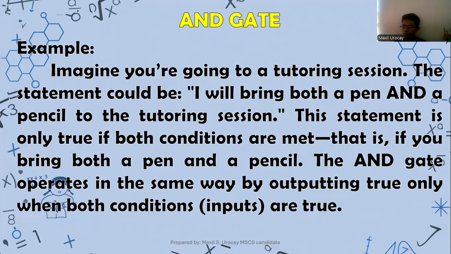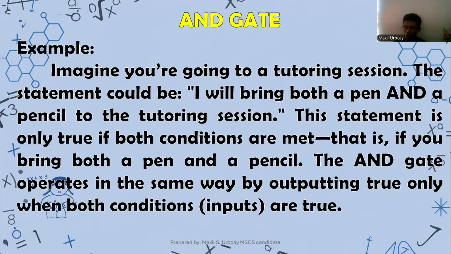So the AND gate operates in the same way by outputting true only when both input conditions are true. In this specific one, it states that you will only return true if both of your statements have the true value. Since this signifies multiplication.